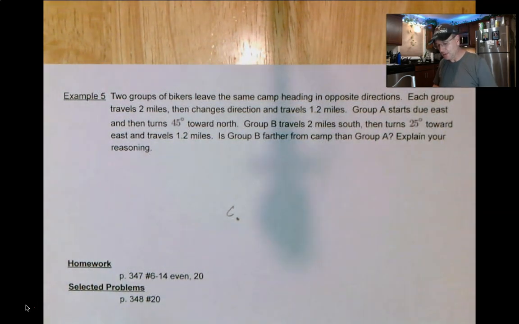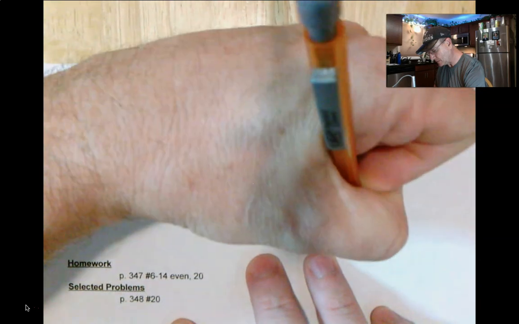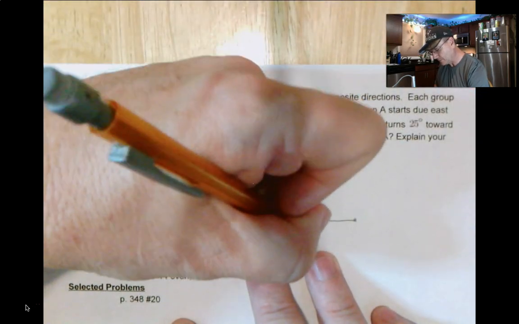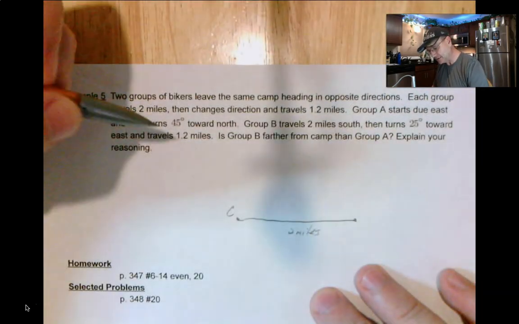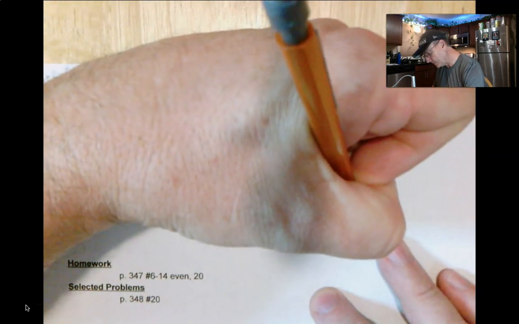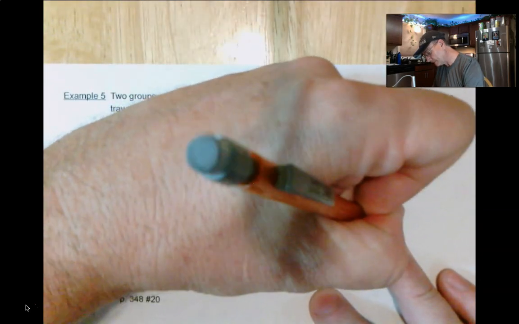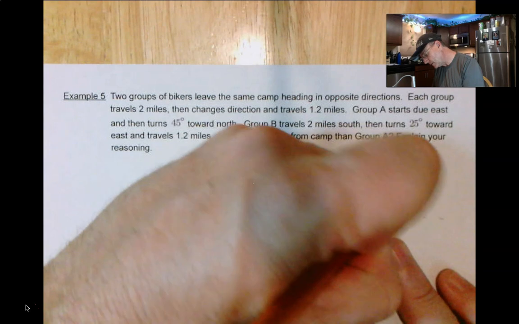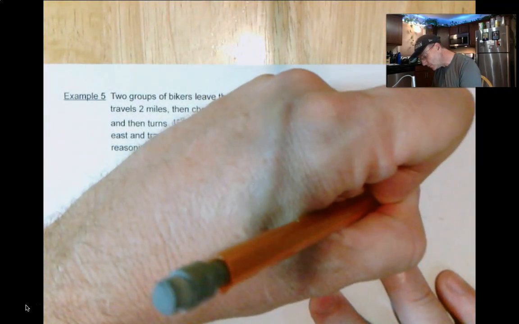Group A starts due east. So they go due east for 2 miles and then turns northward 45 degrees. And this is the tricky part. Towards the north, 45 degrees, and they travel for 1.2 miles. We end up here at point A, 1.2 miles that they've traveled.